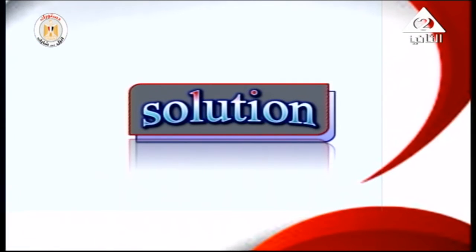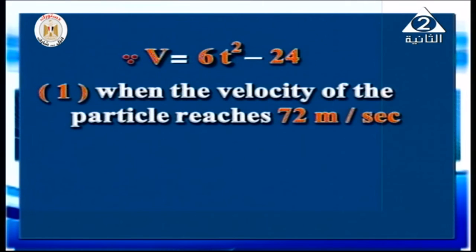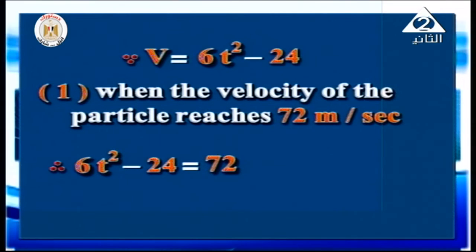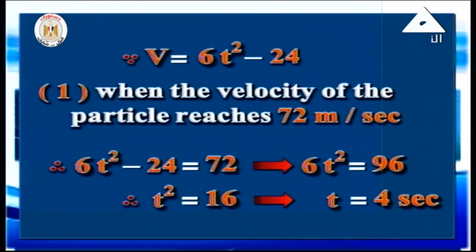My dear student, the relation is v equals 6t squared minus 24. When the velocity of the particle reaches 72 meters per second, by substituting v equals 72 we find the value of t. 6t squared equals 96, t squared equals 16, then t equals positive or negative 4. Negative 4 is refused, so t equals 4.